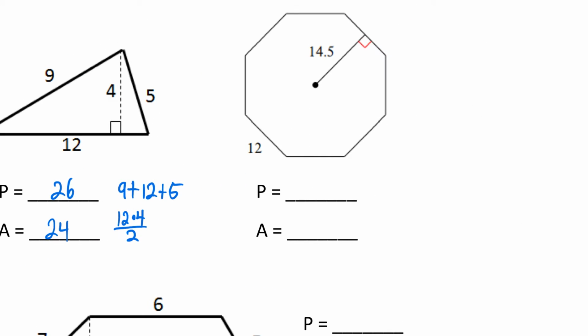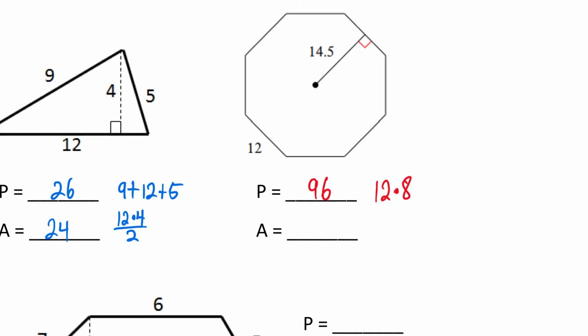So this third one, what's the perimeter of this octagon? Or how would I find it? 12 times 8. Okay, so it's 12 8 times. So you could do 12 plus 12 8 times, or just do 12 times 8, and that gives you what? 96.